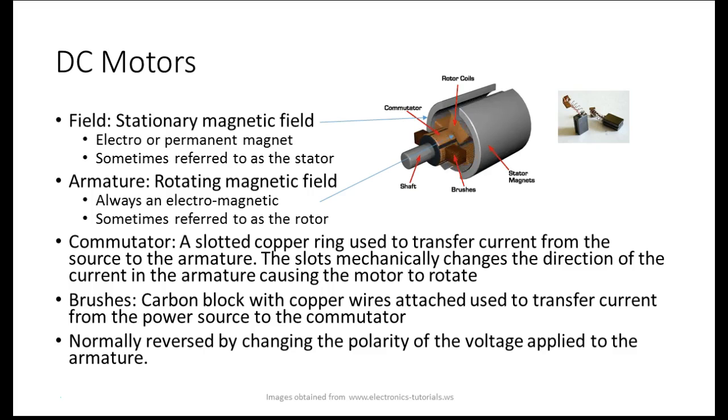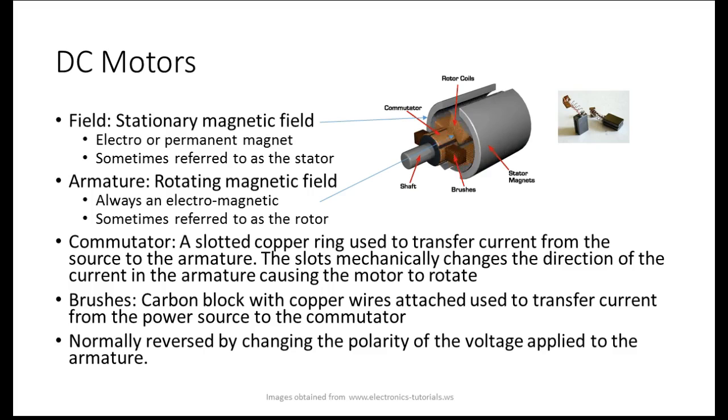The armature is the rotating magnetic field. It's always what? An electromagnet. So the armature is always an electromagnet, sometimes referred to as the what? Rotor. So what's the commutator? A slotted copper ring used to transfer a current from the source to the armature. The slotted ring mechanically changes the direction of current in the armature, causing the motor to do what? Rotate. So the motor itself creates that field that's in motion, right? You'll understand that.